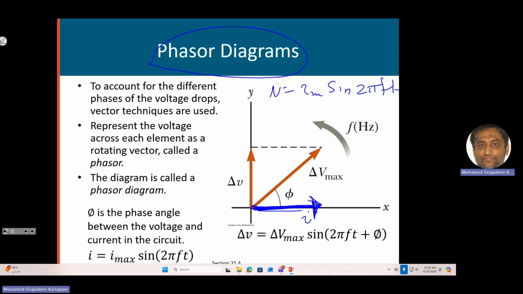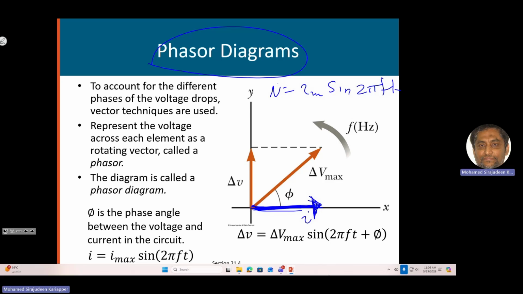So it has the projection of that on the y-axis 0. The instantaneous current is 0, but it has this maximum arrow represented by this arrow, the maximum value of it. So as the time changes, it's going to rotate.